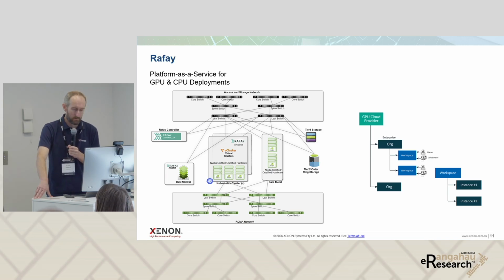On the left, there's a high-level system architecture diagram showing how everything can be connected. We can see some nodes are running VMs in Kubernetes, then there's bare metal deployments, and the base command manager, BCM nodes, to handle bare metal provisioning. On the right, we can see how RAFE organizes tenancies and instances, with instances grouped by workspace and workspaces grouped by organization, offering plenty of flexibility.